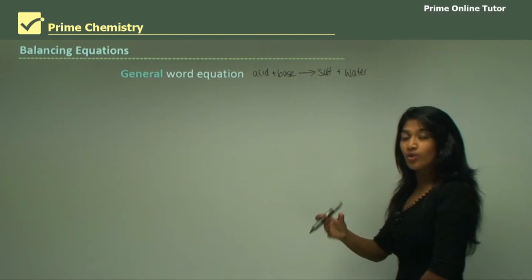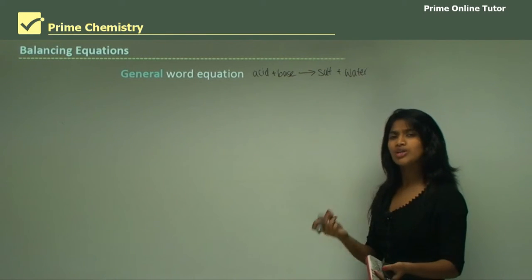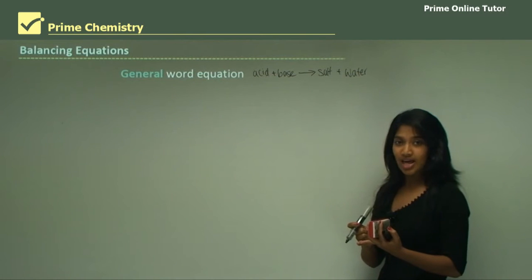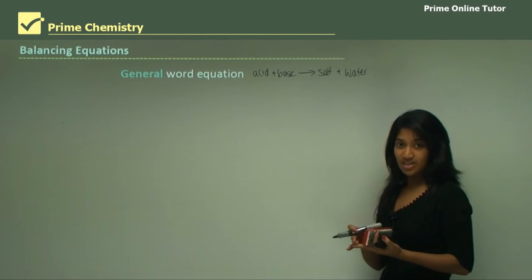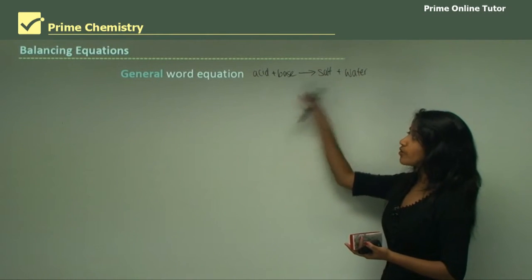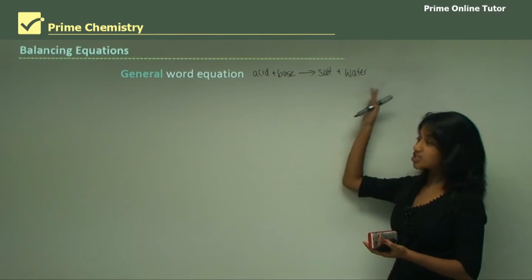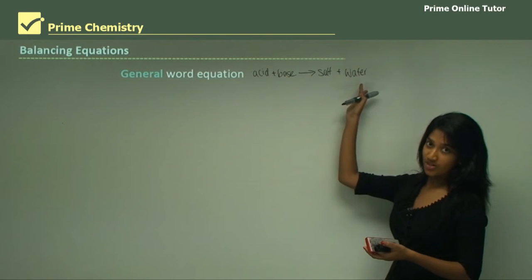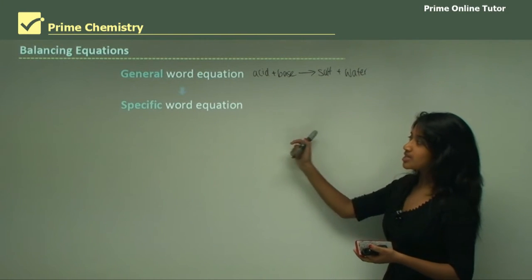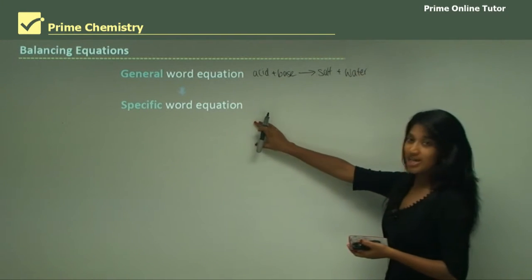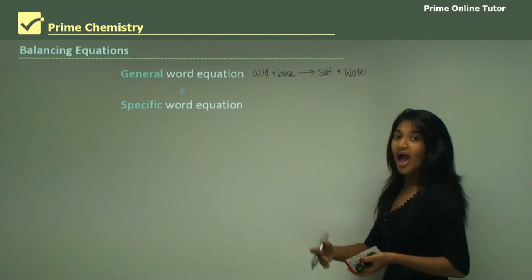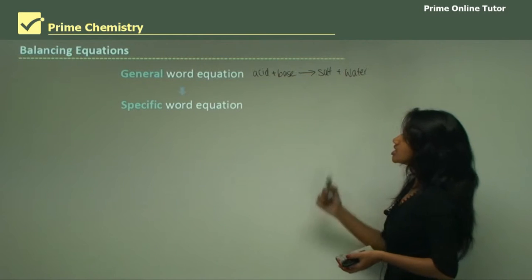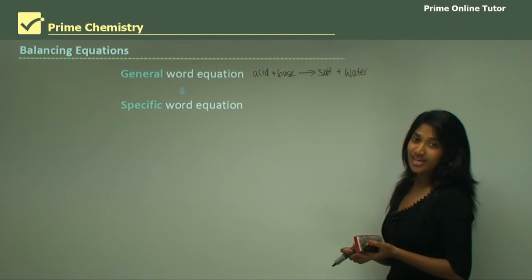So first of all, when you see a chemical reaction, you should identify it as a neutralization reaction or a combustion reaction or an oxidation-reduction reaction. So first of all, you would identify the reaction and write the general word equation. What you then would do is specify the word equation. In other words, you look at what are the chemicals that are reacting and what products are going to be formed. So in this case, we're going to take an example.